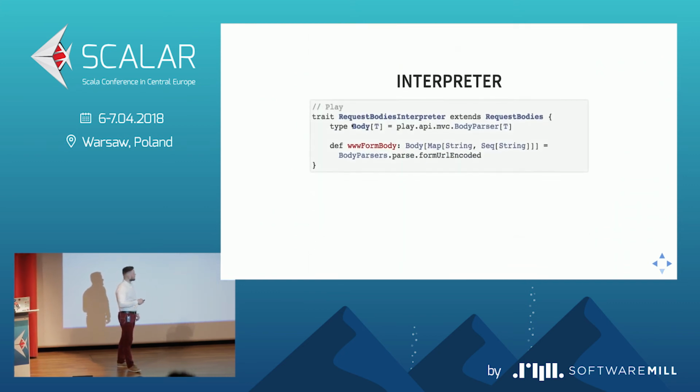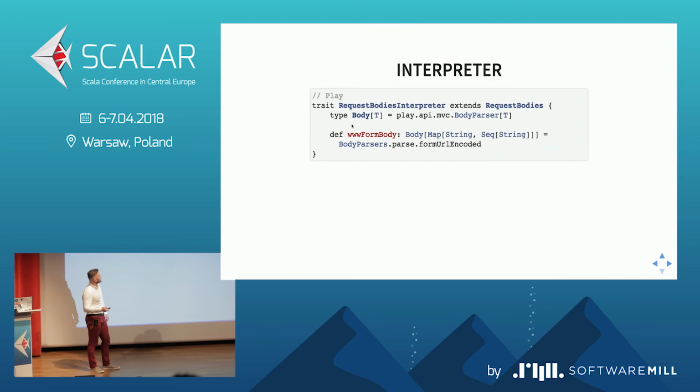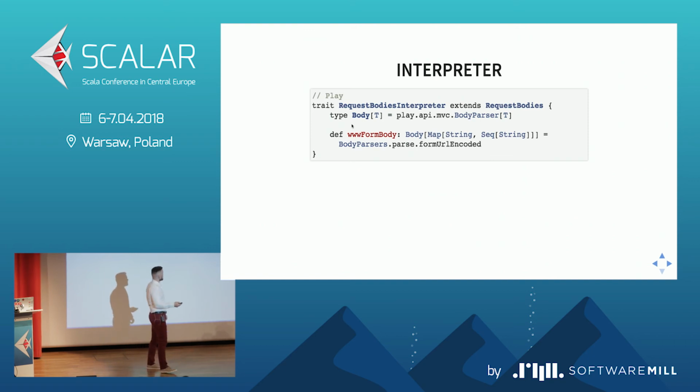And then you have an interpreter. An interpreter is basically an implementation of a trait. So in this example, we will be using Play, and we say that the body is basically a body parser. And the web form body is one of the predefined Play parsers. So to create an interpreter, you don't even have to write a lot of code. You just have to find good types, and probably there are already instances you can use or create quite easily.